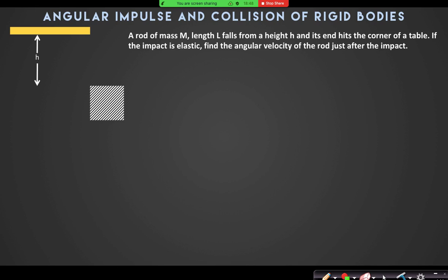Okay, let us check. Situation is something like that. Initially, the rod just before collision was having a translational motion only. Yes or no? Yes, sir. Each point of the rod was coming with a velocity root 2gh.